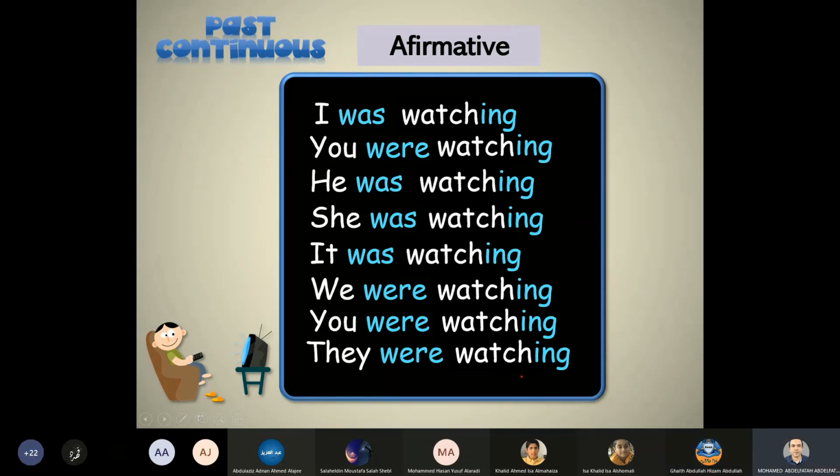Good reading. Now, students, I think it's clear for you all: when you make an affirmative sentence, a positive sentence, or a statement, only use was or were plus verb plus ing. Was is used with the subject I, or he, or she, or it. And were is used with the plural form of the subject, we, you, or they.